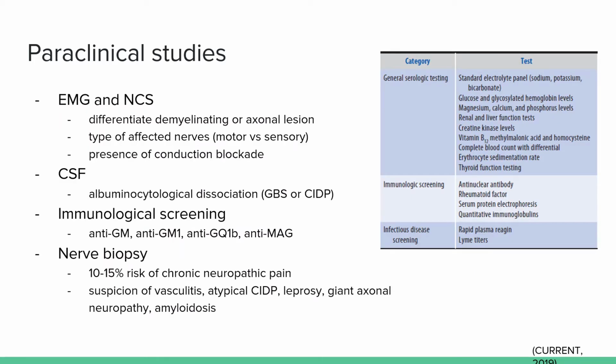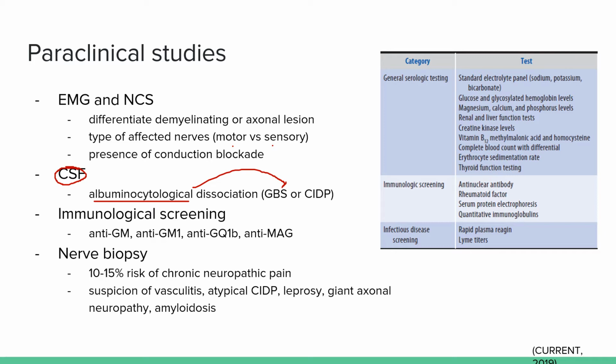Studies that help us diagnose neuropathies are mainly electrodiagnostic studies like electromyography and nerve conduction studies. These help us differentiate demyelinating or axonal lesions, the type of affected nerves, if it's motor or sensory, the presence of conduction blockade, and also other studies are CSF investigation. Some of the findings we can expect are albuminocytological dissociation, as we can find in Guillain-Barré syndrome and chronic inflammatory demyelinating disease.